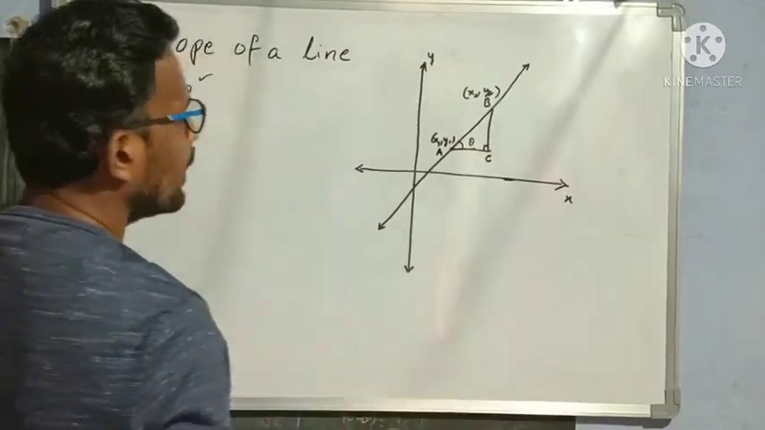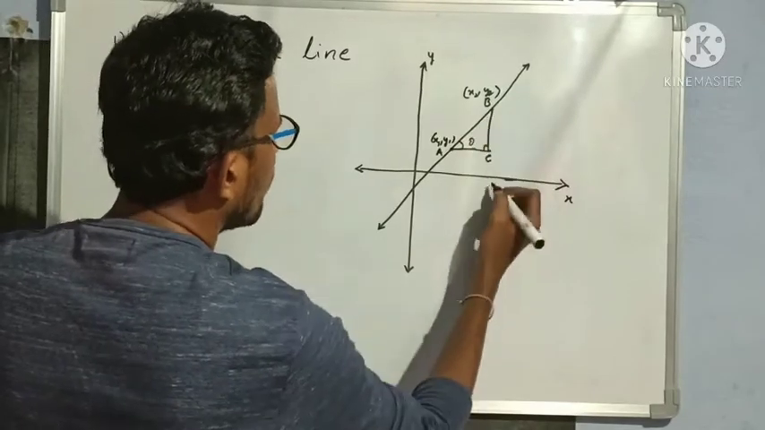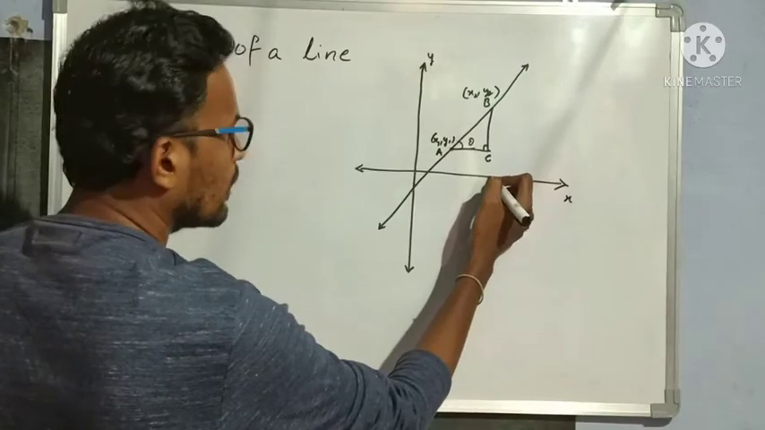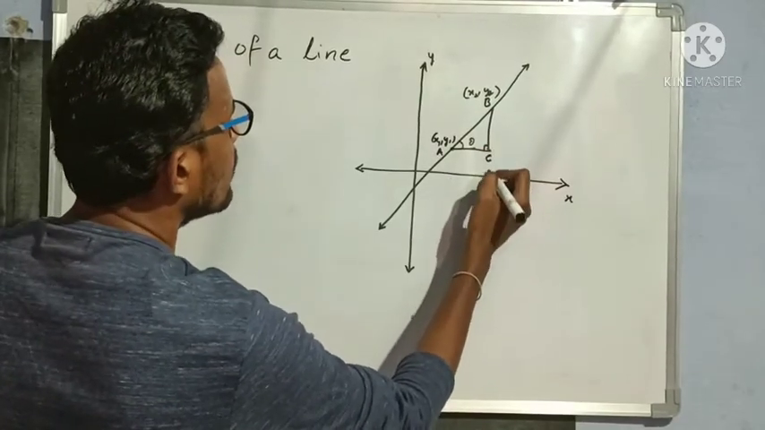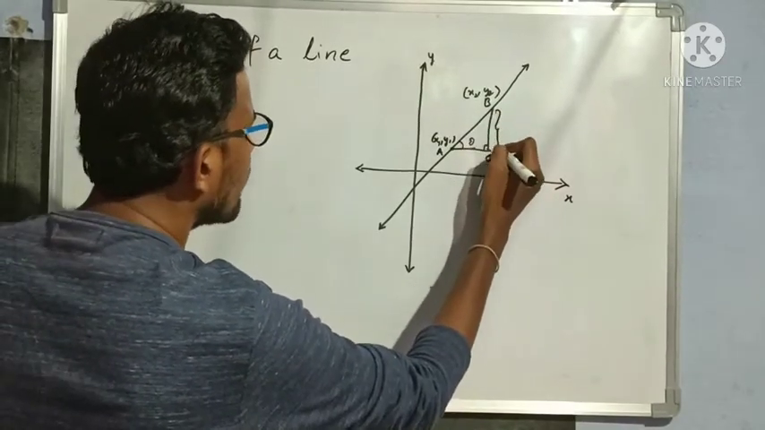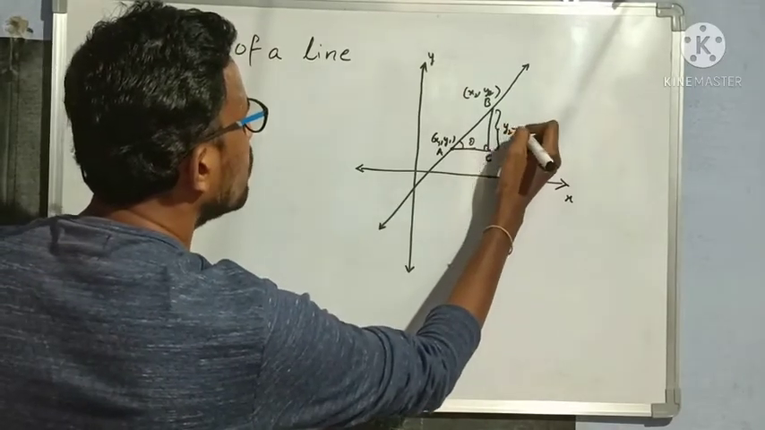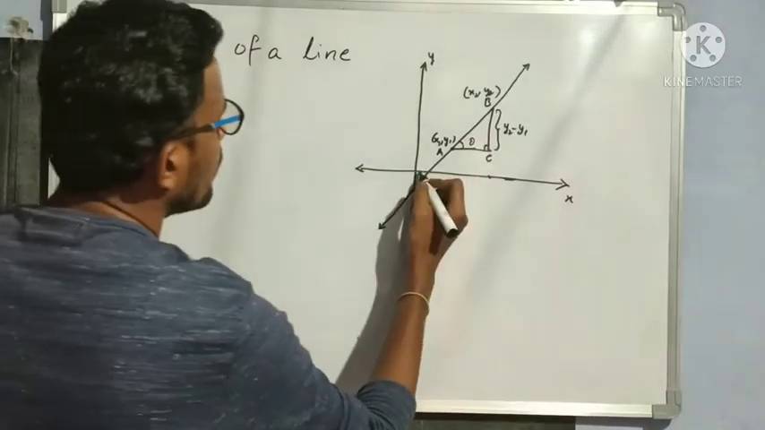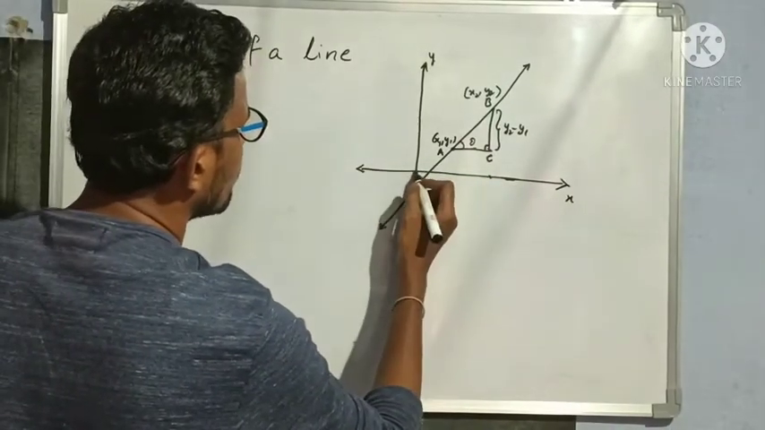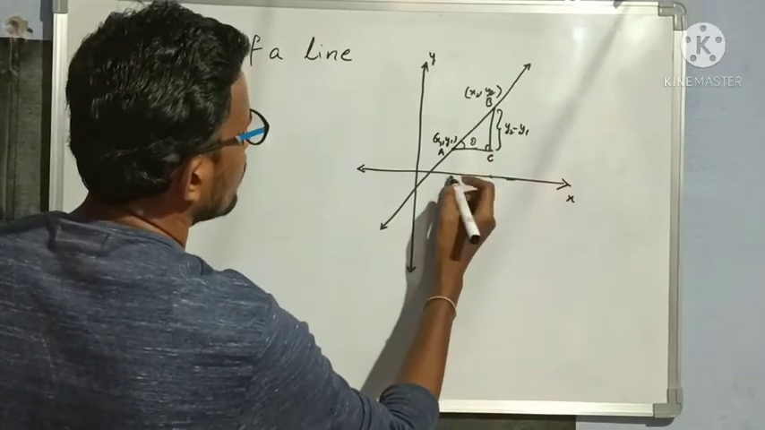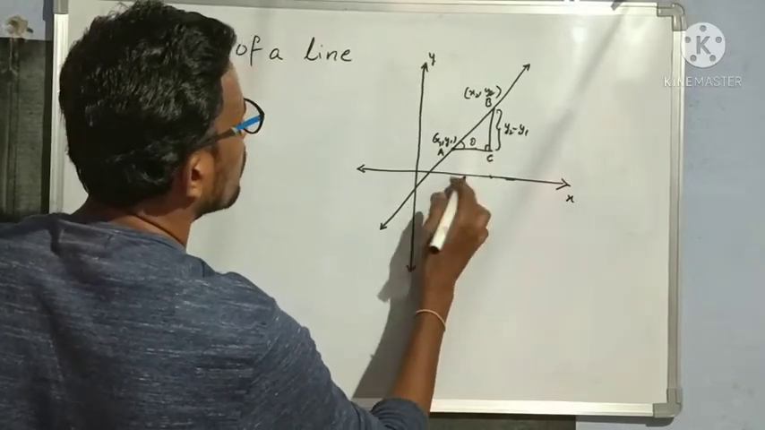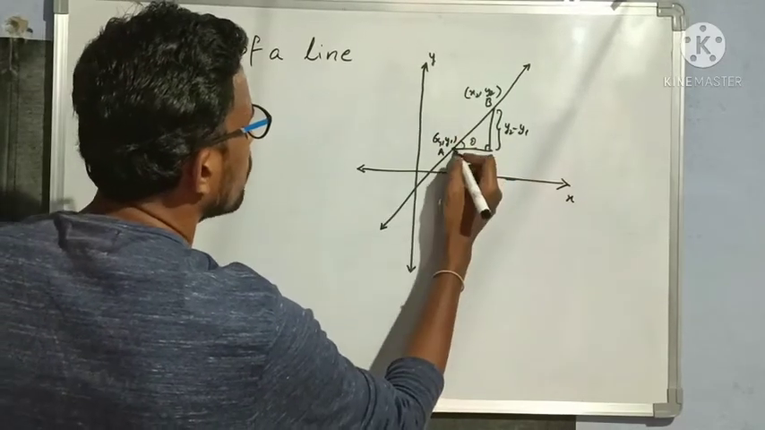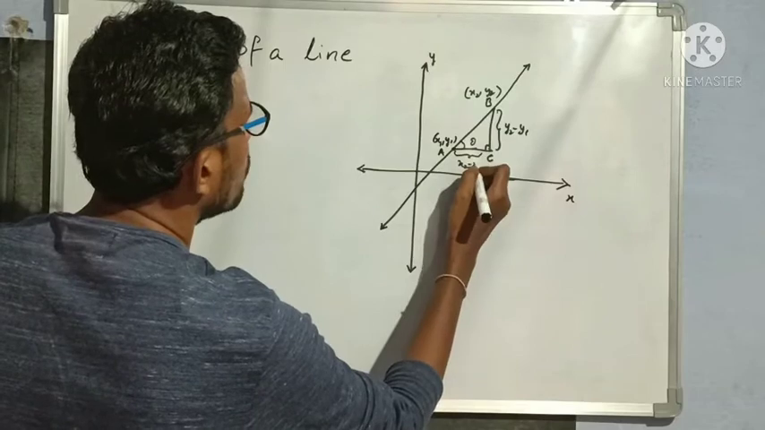Now I want the distance BC. How to find out distance BC? See here, from here to here, this length is y2, and from here to here, this length is y1. So what is this length then? That becomes y2 minus y1. In the same way, this total distance on the x-axis from 0 to this point is x2, and this distance is x1. So this distance becomes x2 minus x1.